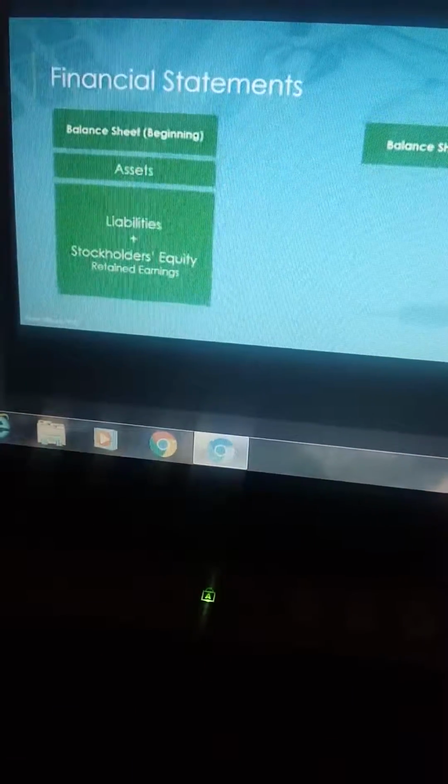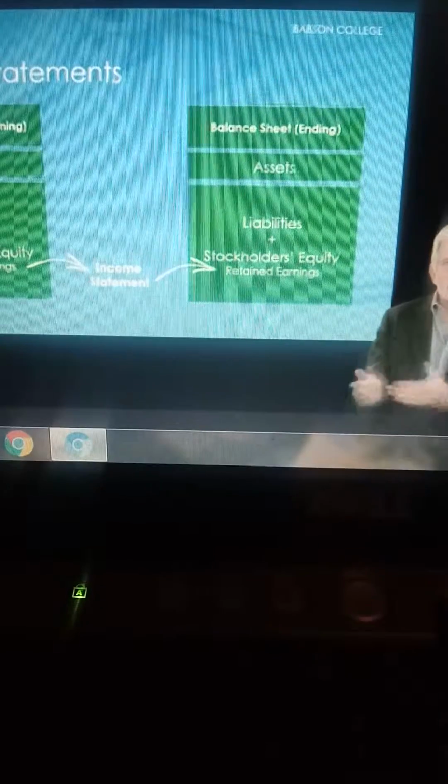This graphic shows how the income statement is linked to retained earnings and helps to explain the change in retained earnings from one period to the next.